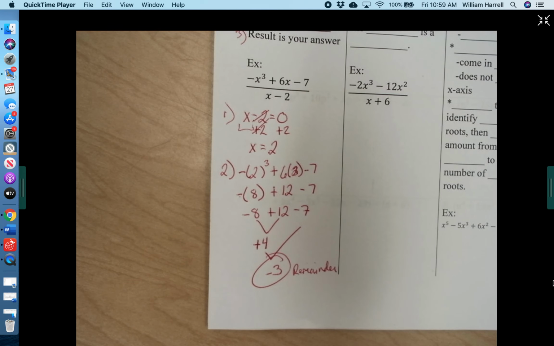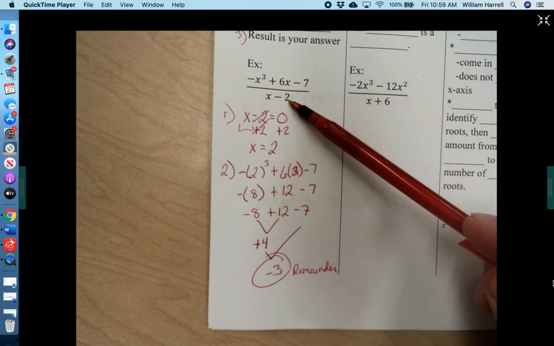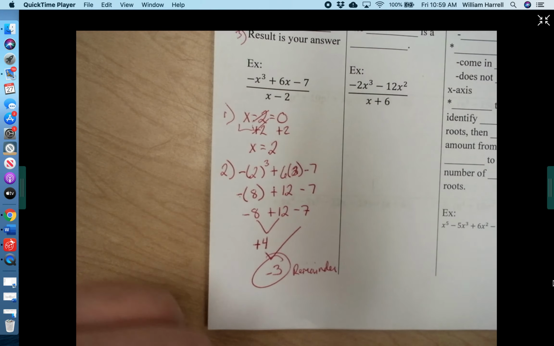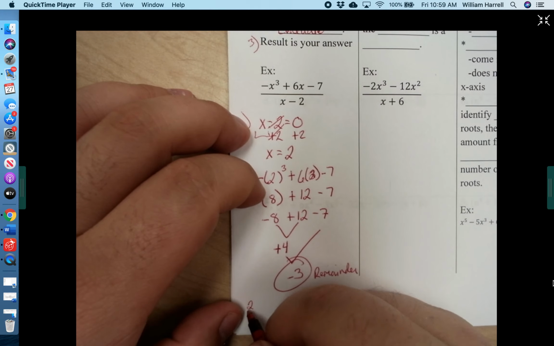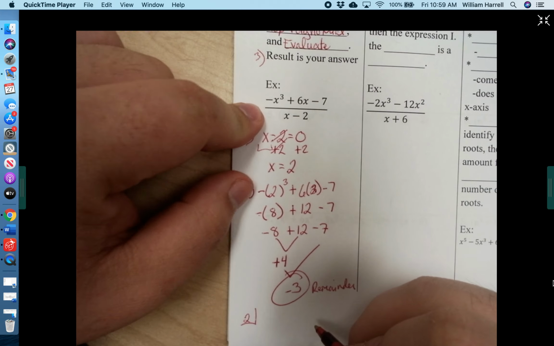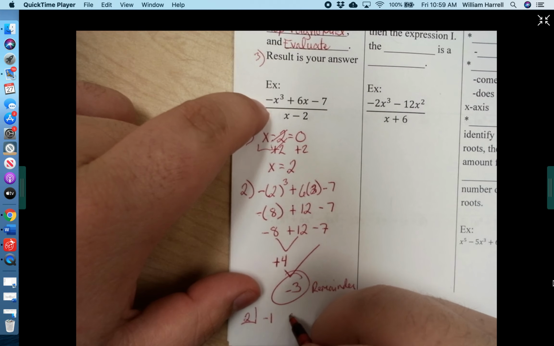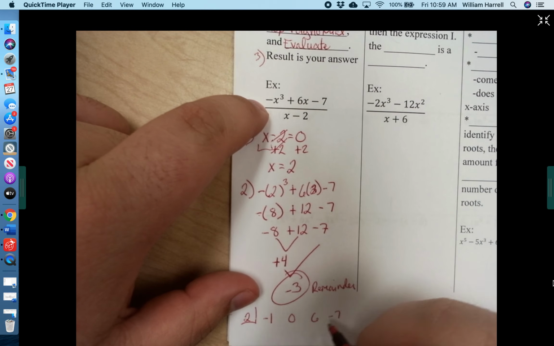Again, synthetic division is quicker if you can do it. Remember, your divisor has to be a linear term. The leading coefficient of your divisor must be a 1. Again, essentially the same process. Put it in a box up here at the top. We take our leading coefficient, making sure not to skip. So we have a negative 1, a 0, a 6, a negative 7.